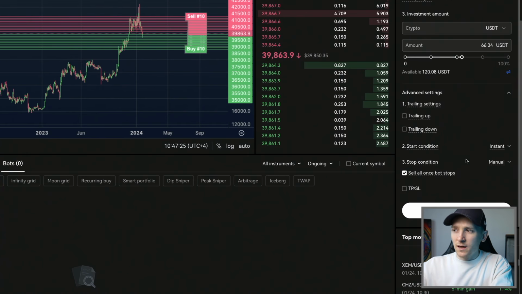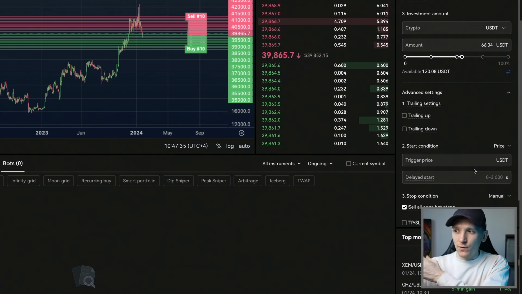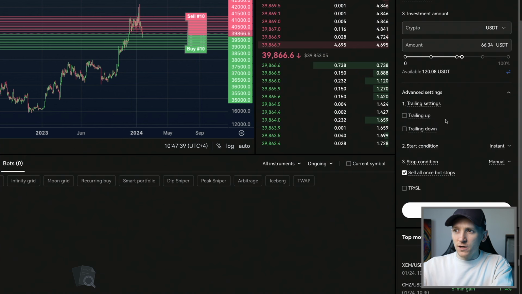The start condition here, I would just leave on instant. You can muck around with this, but you either want to start the bot or you don't. You can start it at a specific price, so the first trade would come in at any price that you set. You can set the trigger price there, but instantly would just start the bot at whatever price it's trading here. So it would have a buy as soon as you put that in.